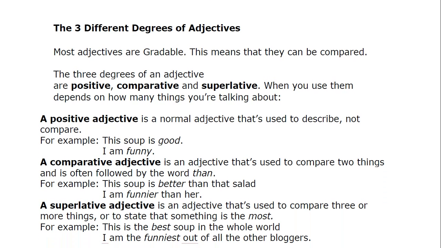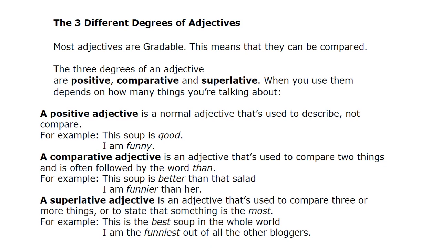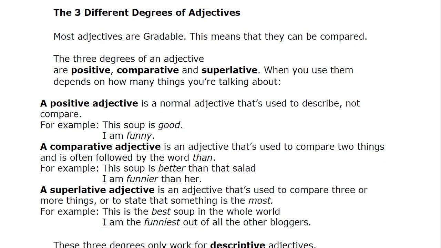Now there are three different degrees of comparison. So that is, you compare. When you have an adjective, you are comparing the adjectives. So in the same category, the same adjective, how can you compare? Like, as you say, good, better, best. Okay, big, bigger, biggest.